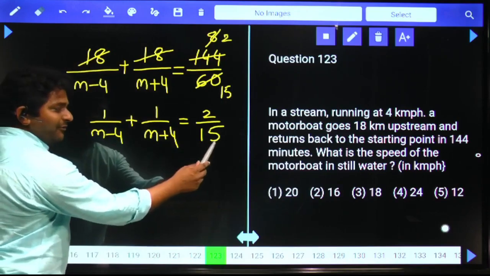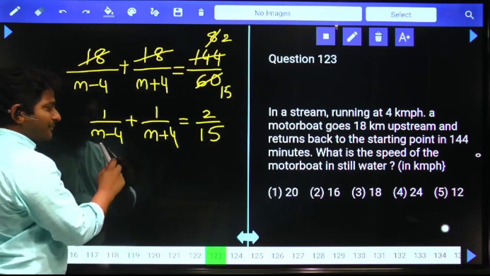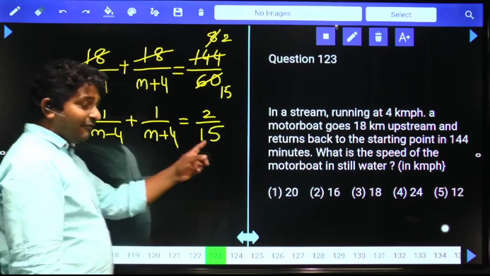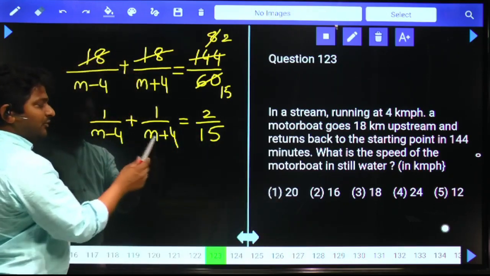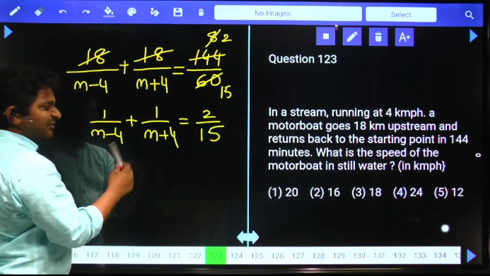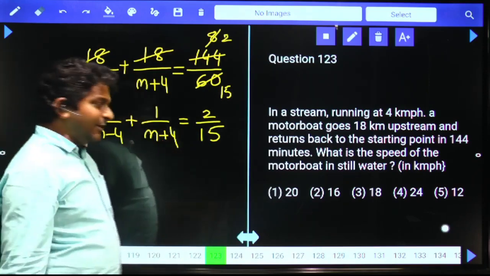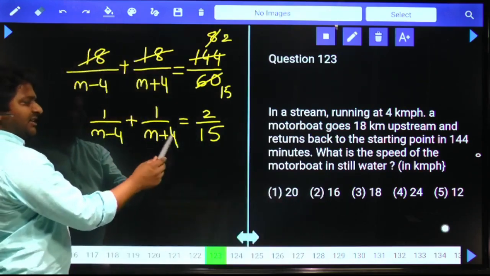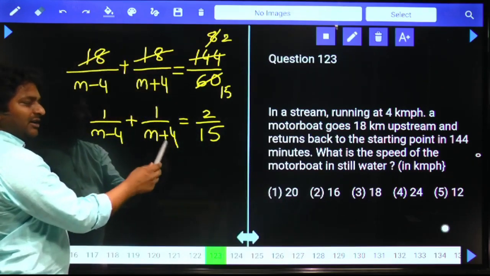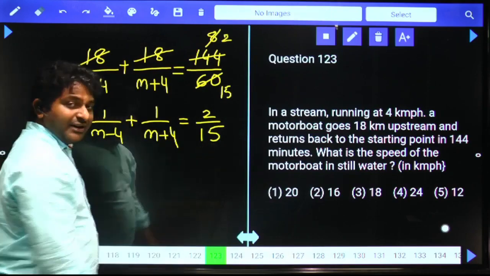Right hand side you have 15. When you take LCM of m minus 4 and m plus 4, you should have a 15 multiple. Let's see. 20 minus 4, 20 plus 4: 16 and then 24. No chance of getting a 15 multiple. If it is 16, 16 minus 4, 16 plus 4, 12 and then 20. There is a chance of getting a 15 multiple.